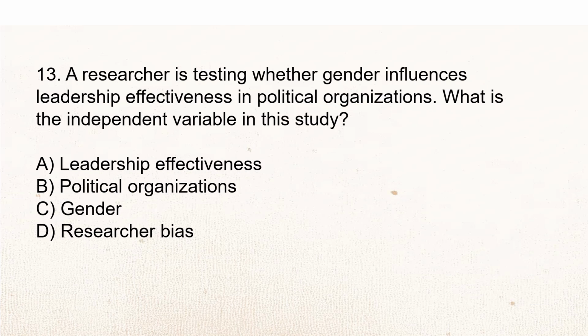Number 13. A researcher is testing whether gender influences leadership effectiveness in political organizations. What is the independent variable in this study? Letter A, leadership effectiveness. Letter B, political organizations. Letter C, gender. Or letter D, researcher bias.